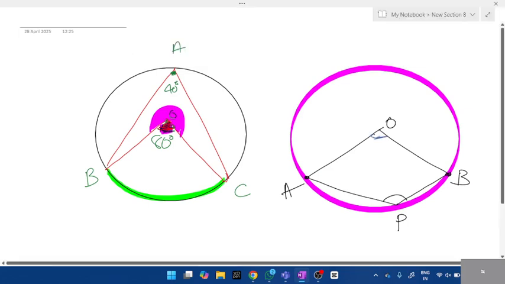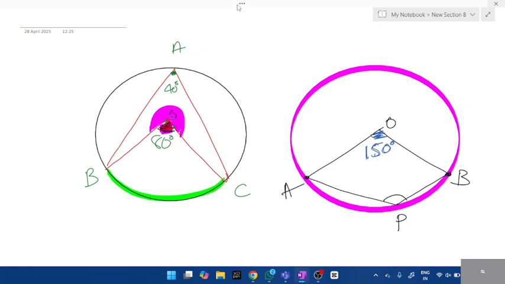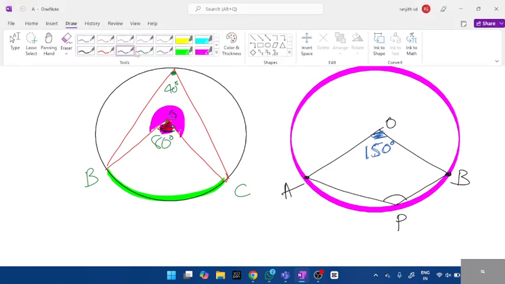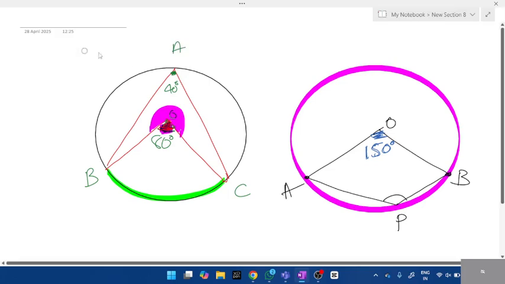So here they'll give you 50 degrees, not 150. Let me say 150. And they've asked us to find angle APB. Now can you tell me the arc? Which one is the arc here?